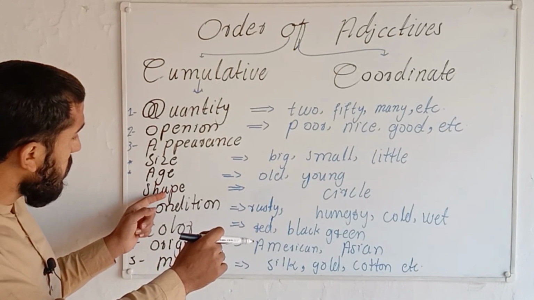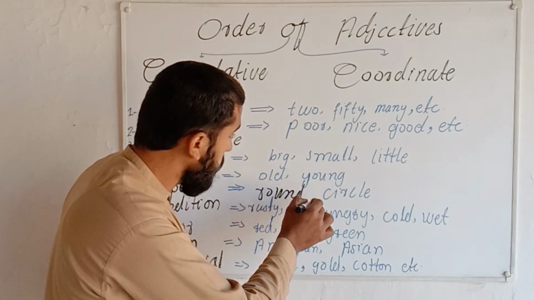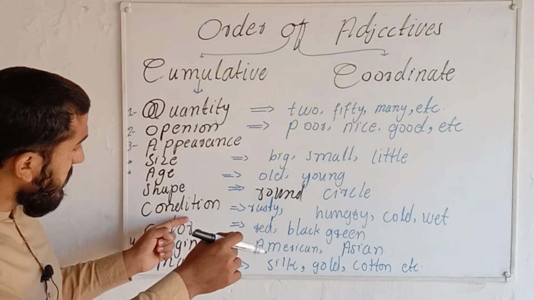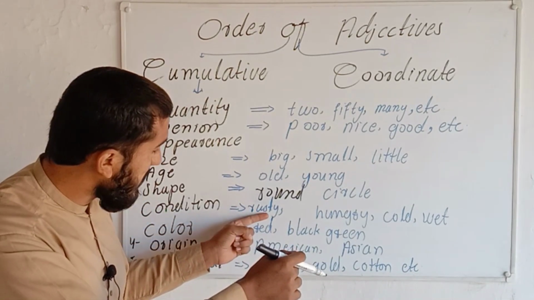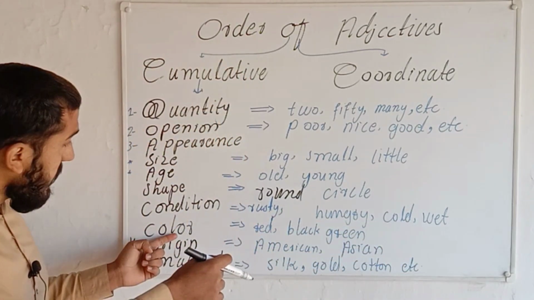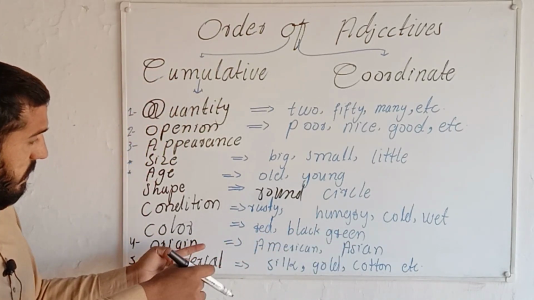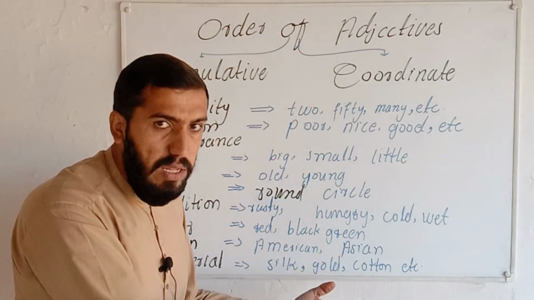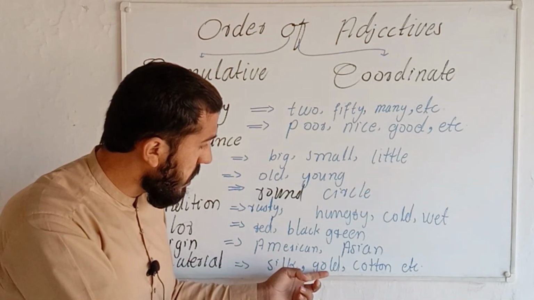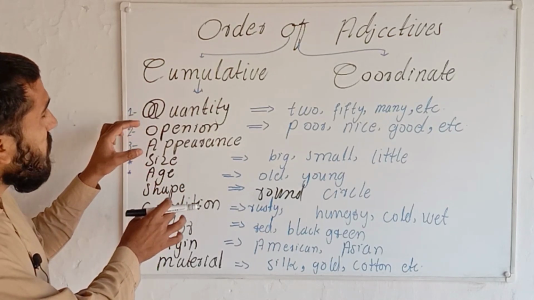In shape, what can you use? Like you can use circle, round, large, etc. In condition, you can use rusty, hungry, cold, wet, etc. In color, like red, black, green. In origin or nationality, American, Asian, African, etc. You can use material. In material, you can use silk, gold, cotton, etc. So this is the particular order of cumulative adjectives.